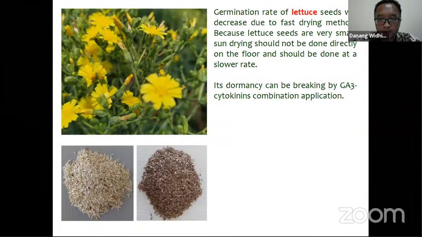Yang lain misalnya untuk benih lettuce, karena benihnya kecil, biasanya kalau ditaruh di lantai jemur yang panas, ini juga akan menyebabkan dormansi dan perlu dikeringkan dengan cara tertentu. Ada beberapa rekomendasi untuk pemecahan dormansi dari benih lettuce ini, yaitu menggunakan kombinasi GA3 dan sitokinin, dan ada juga yang mengatakan bahwa dengan penyinaran cahaya bisa memecahkan dormansinya.